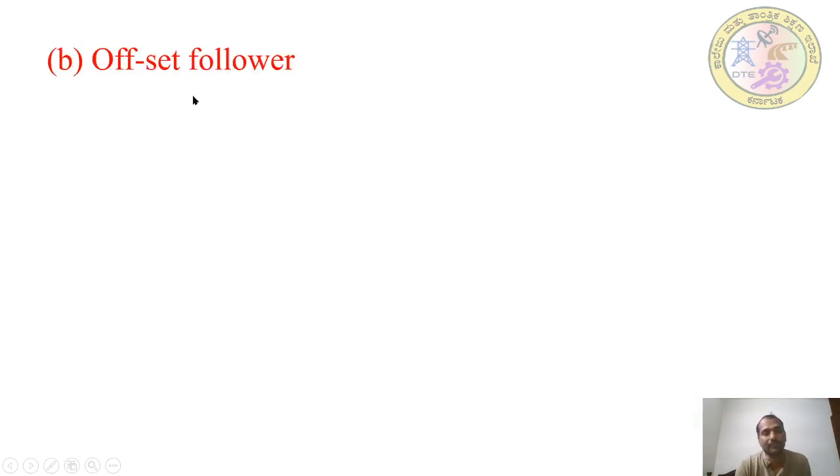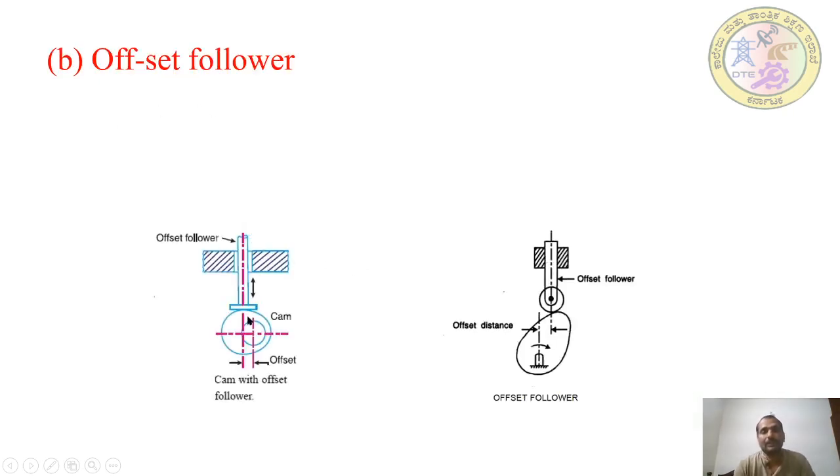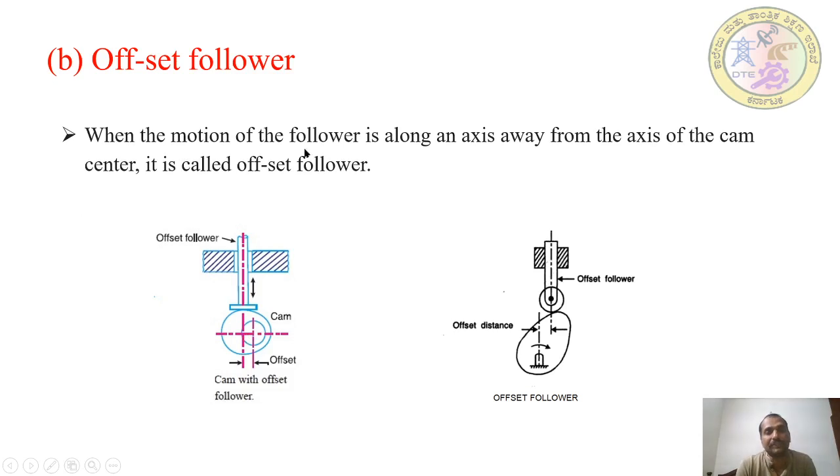Offset follower. Here the path of motion of the follower is along an axis away from the center of the cam. When the motion of the follower is along an axis away from the axis of the cam center, it is called an offset follower.